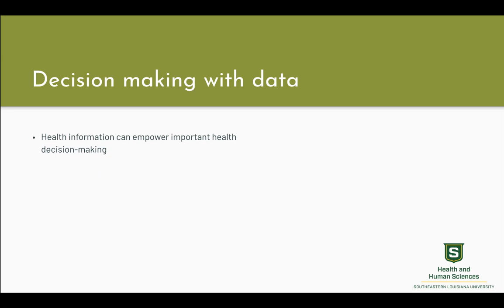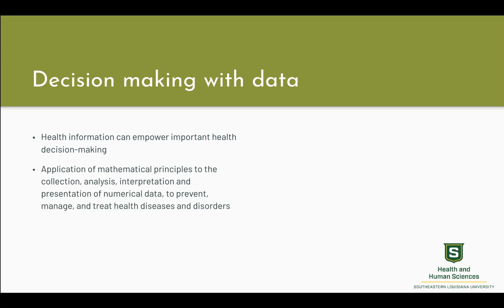So, decision making with data. Health information is very important when it comes to health decision making, and this is because of the application of mathematical principles to data collection, data analysis, data interpretation, and the way we present data. What it does is help us to prevent, manage, and treat health diseases and disorders.